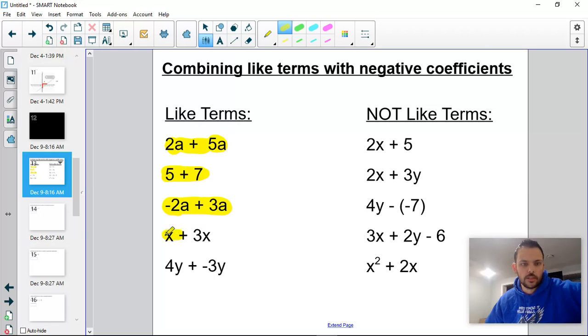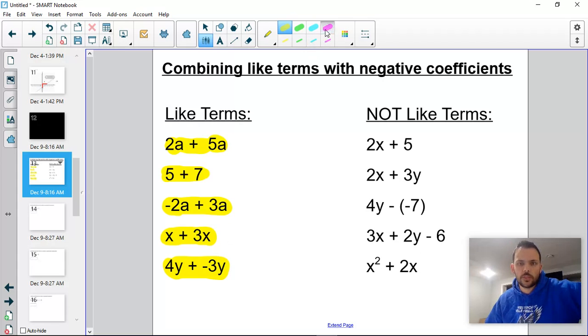Here we have x plus 3x. These are like terms. They have the same variable, the same letter. We can combine x and 3x. This is 1x plus 3x, which makes 4x. And then here we have 4y plus negative 3y. Again, just because it's negative doesn't mean it's not a like term. Because it has the same variable, the same letter, it is a like term. So 4y plus negative 3y would be 1y.